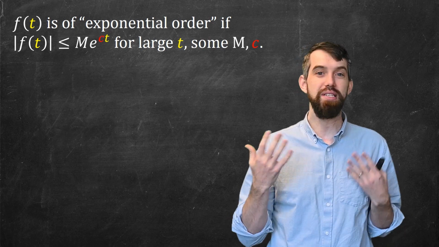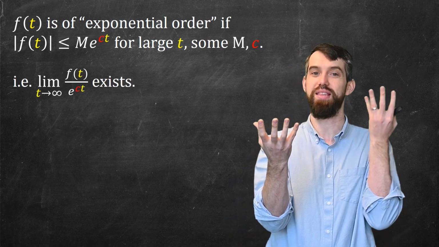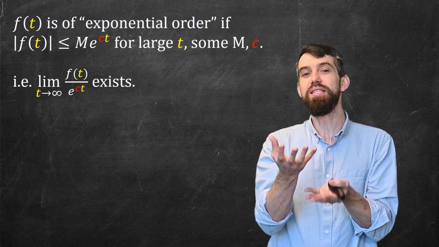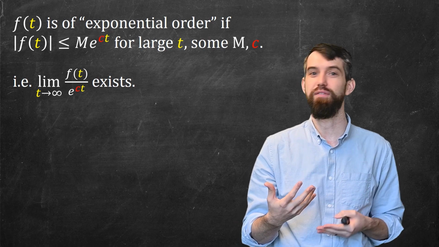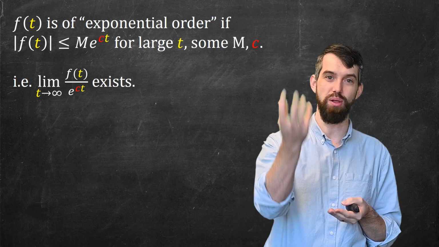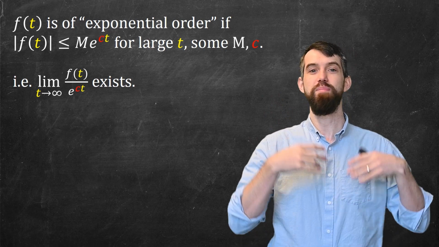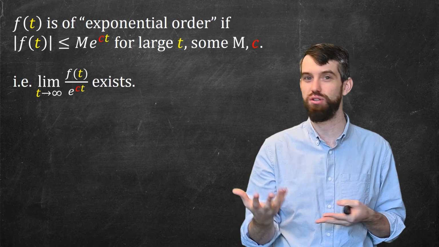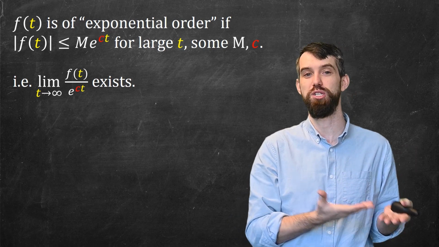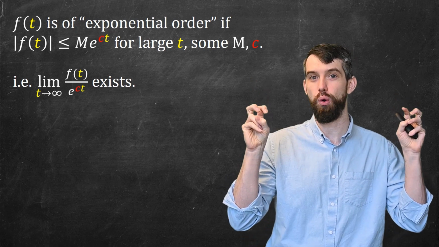There's a simple enough test for this, which is to just take the limit. If you look at f of t and divide out by this exponential, does this limit as t goes to infinity exist or not? For example, if f of t is a polynomial of degree n on the top and an exponential on the bottom, then by L'Hopital's rule, iteratively, we've shown in the past that exponentials always dominate polynomials, and that limit would just be 0. So yes, a polynomial is of exponential order.